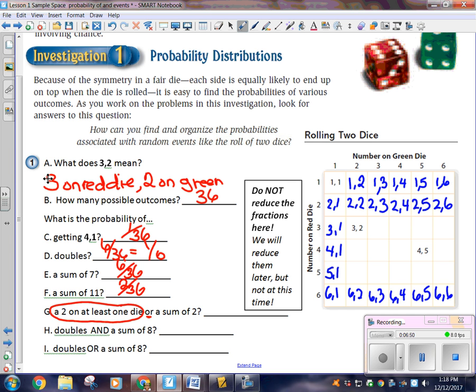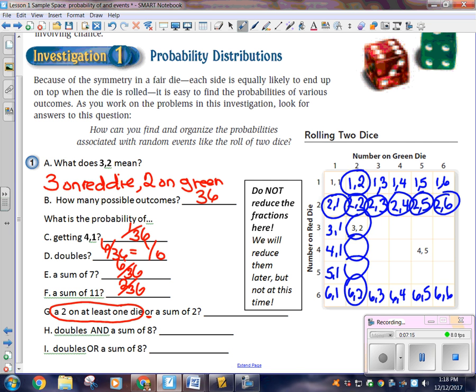And I don't have all my ingredients. I should have done that. 2 on at least 1 die. It's a 2 right there, right? 2, there's a 2, there's a 2, there's a 2, there's a 2, there's a 2. There's a 2, there's a 2, there's a 2, there's a 2, right? Is there any others I missed? All of the ones I just circled came from the first part. Everybody get that?